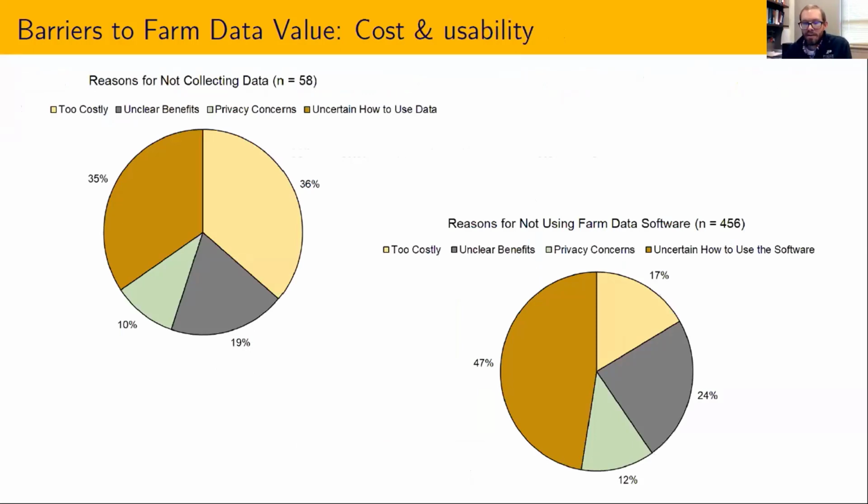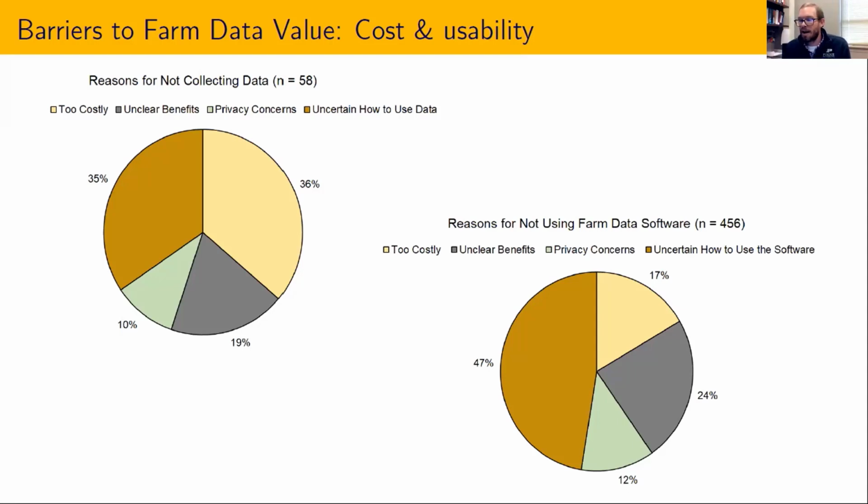In terms of cost and usability of farm data, we did a survey in 2019 around farmers' collection, use, and decision-making from farm data. We asked first, do you collect different kinds of farm data? And those that didn't collect any farm data, we followed up with a question of, what's the primary reason you're not collecting farm data? What's the biggest barrier to doing that? It was kind of evenly split between too costly and uncertain how to use the data. So together you could call that a value proposition problem.